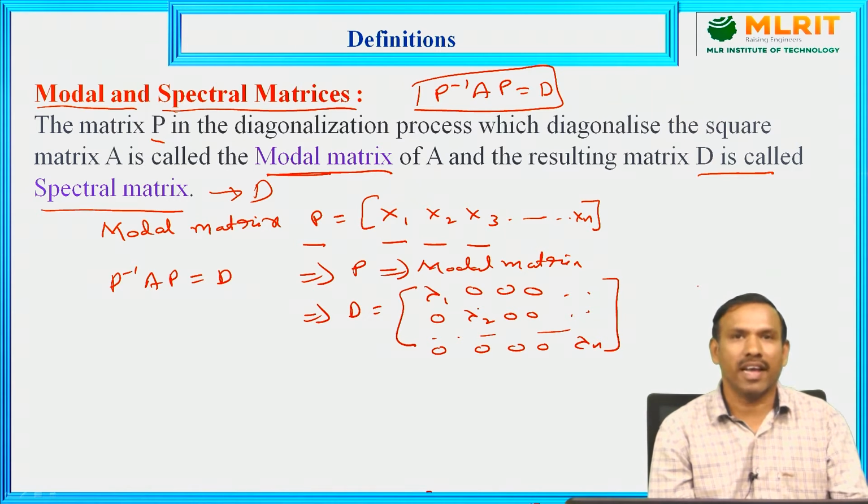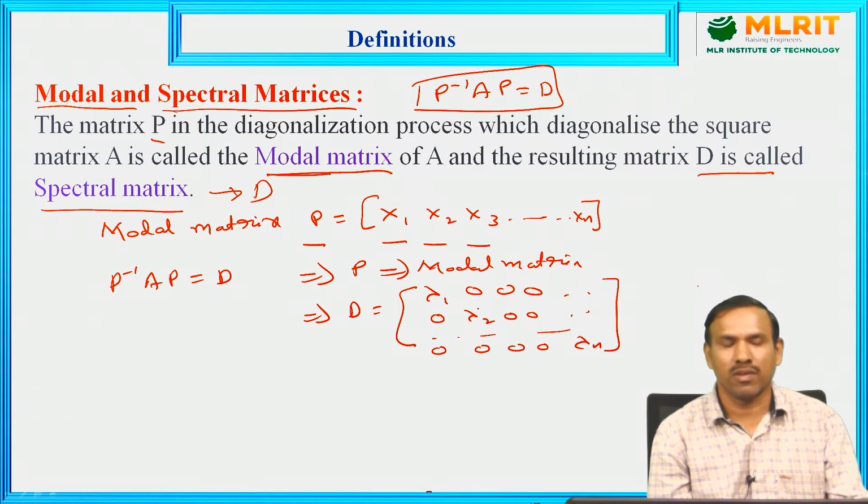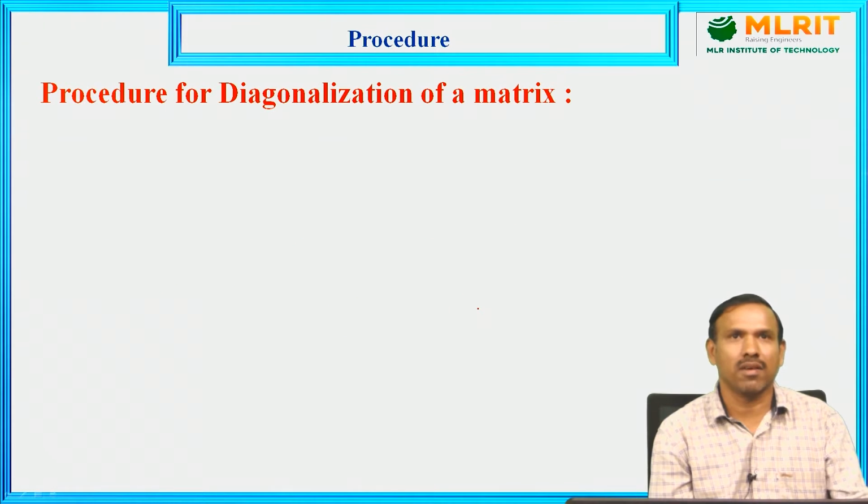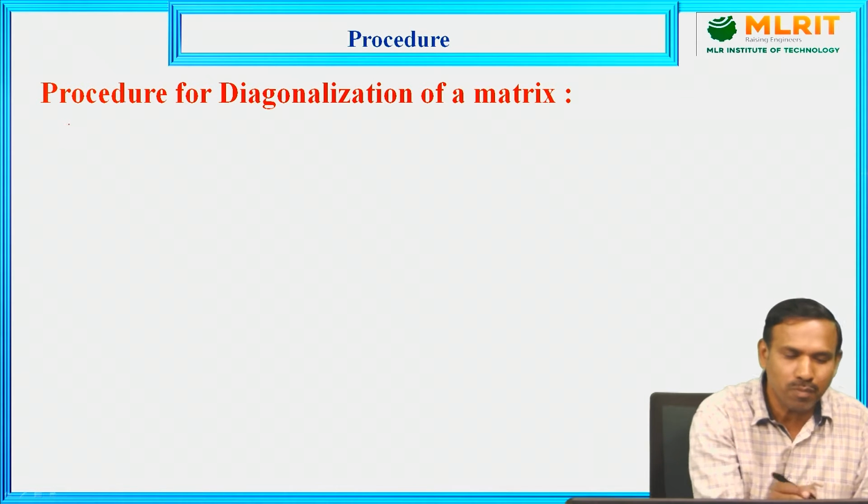So, let us explain the procedure, how to find the eigenvalues and eigenvectors. We have discussed this very clearly in the previous topics. Now, using eigenvalues and eigenvectors, we are going to do this diagonalization procedure. So, the diagonalization process. Let us discuss what the algorithm or the step-by-step procedure is to find the diagonalization of a given square matrix. Let us see the procedure, right.